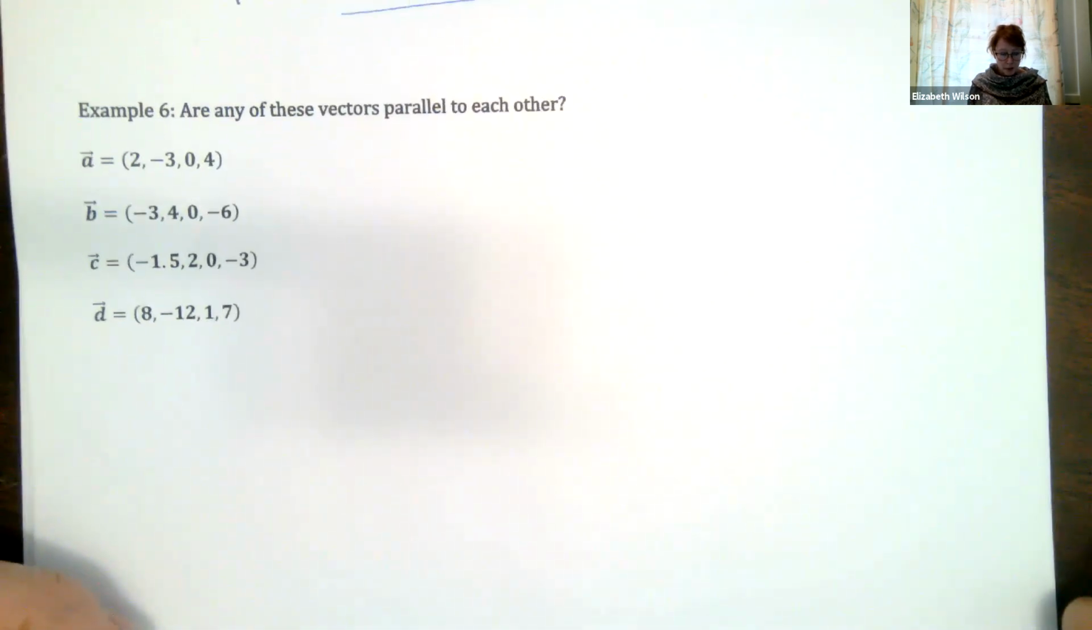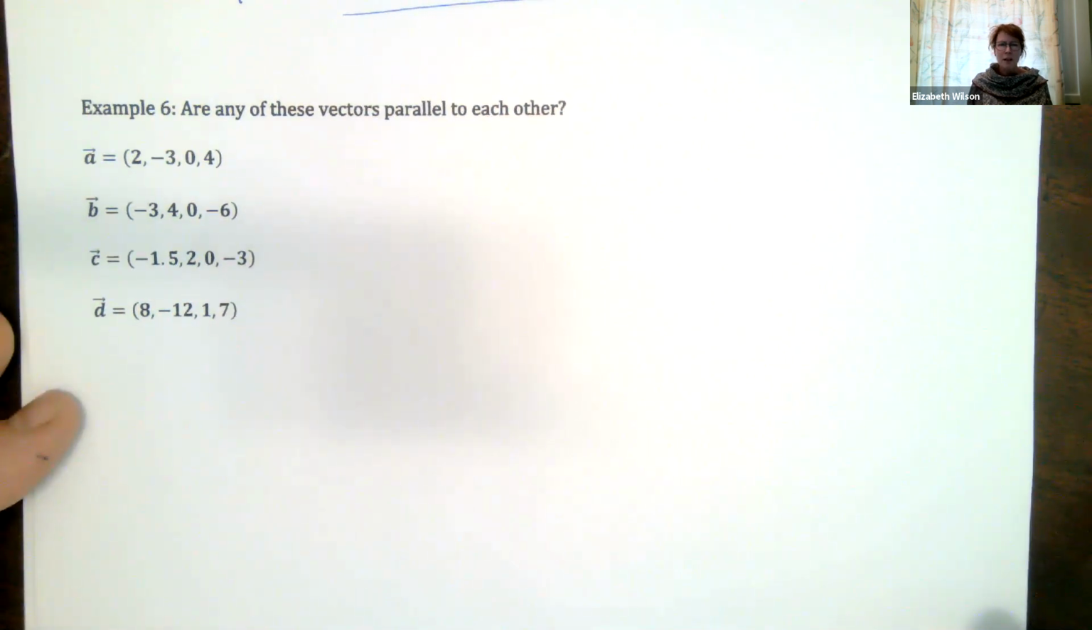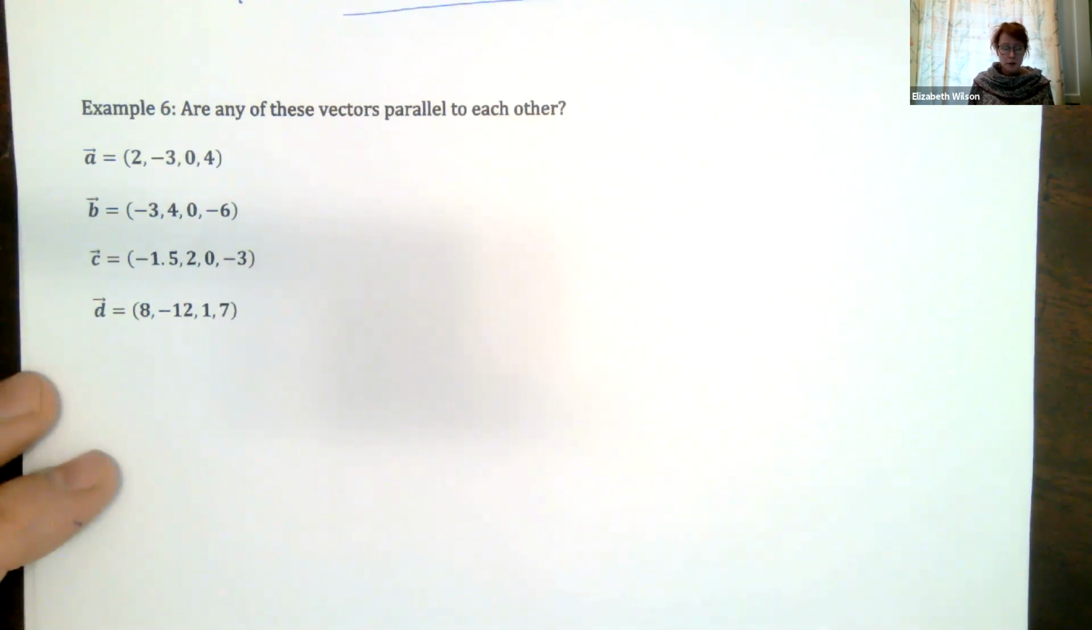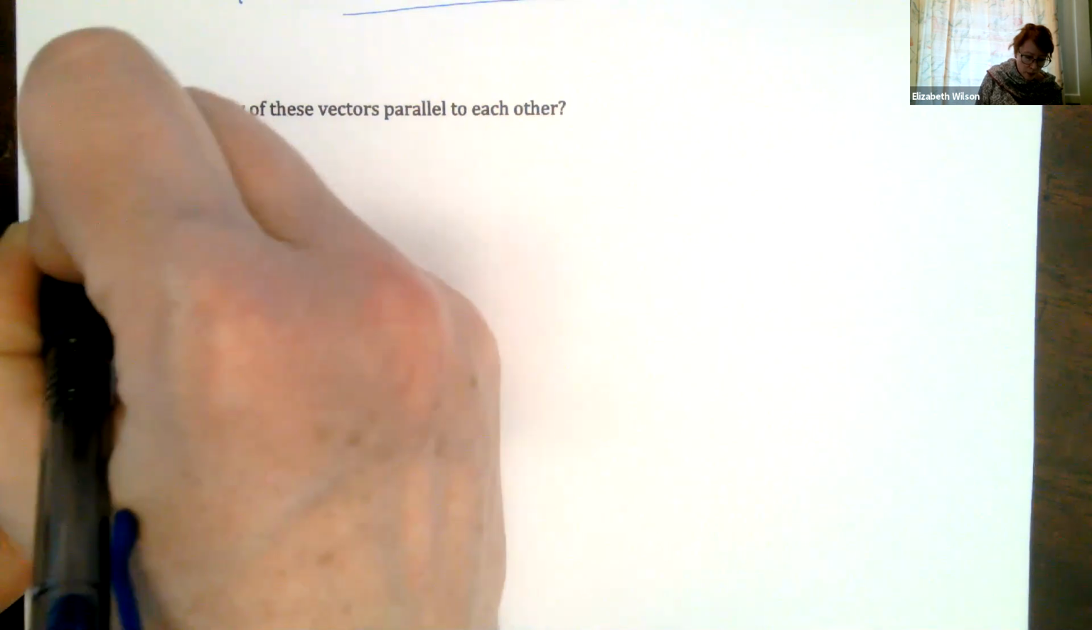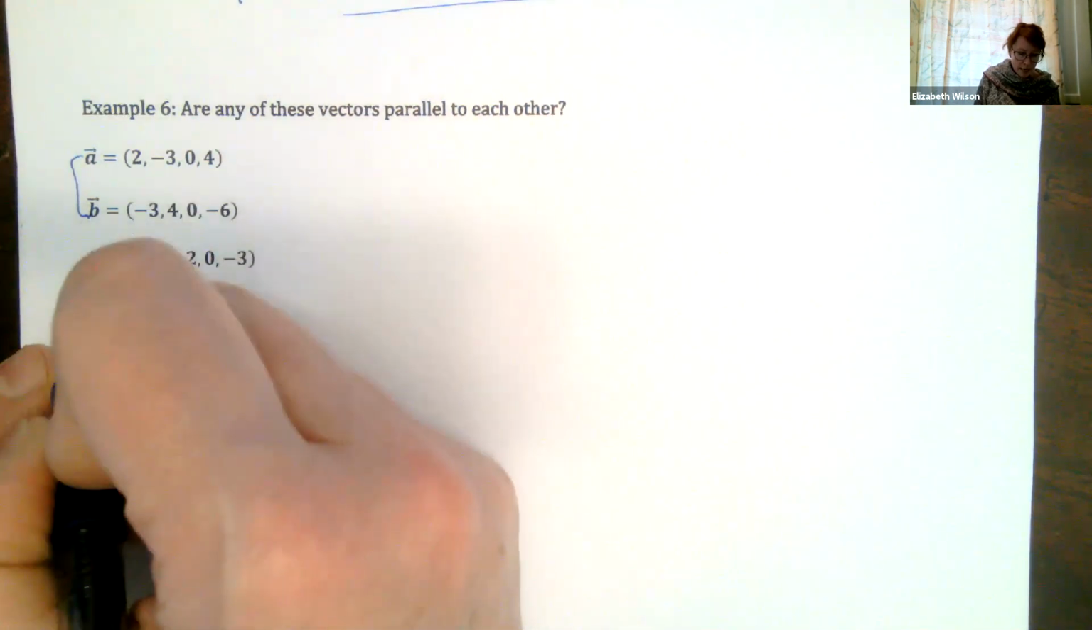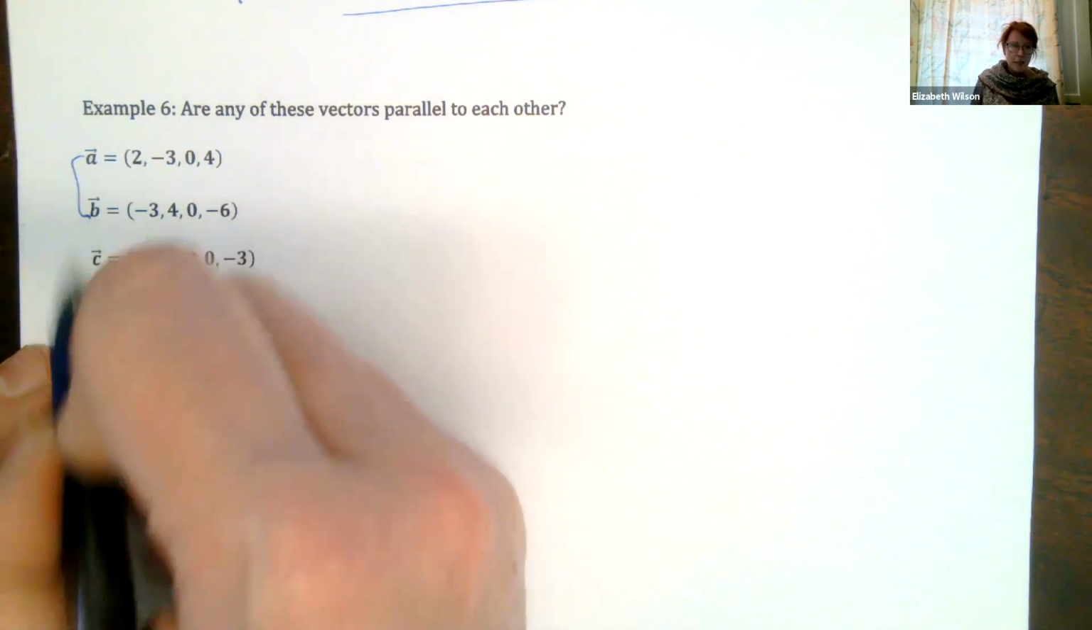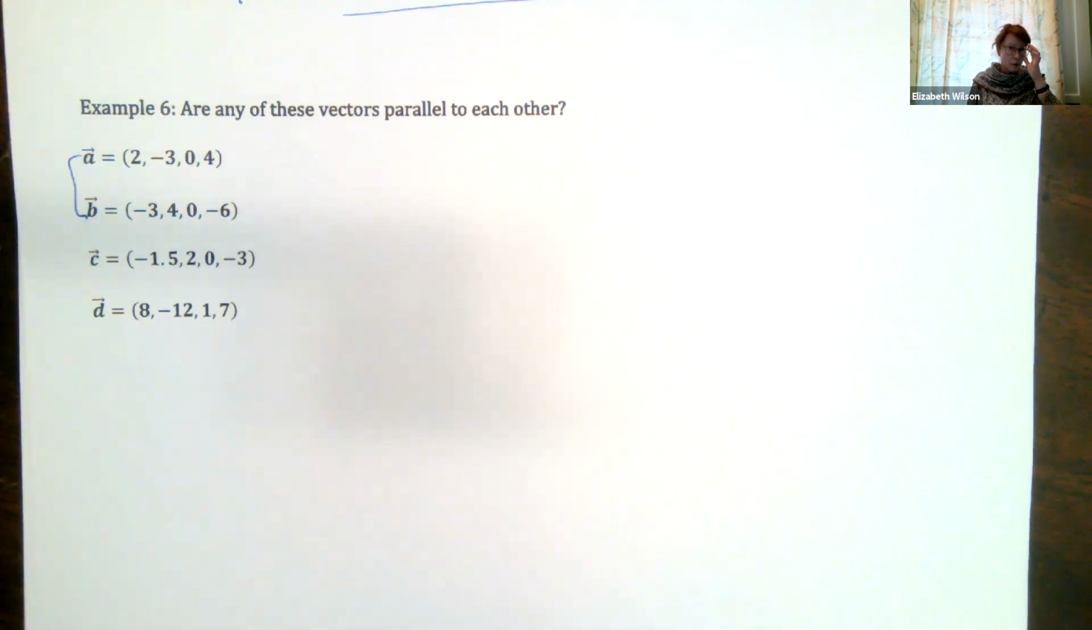Example 6, we're given 4 vectors. We want to see, are any of these vectors parallel to each other? So we're going to go through combinations: A to B, A to C, A to D, B to C, B to D, and then C to D. We're going to go through several of these, and then we're going to see what's true or not.